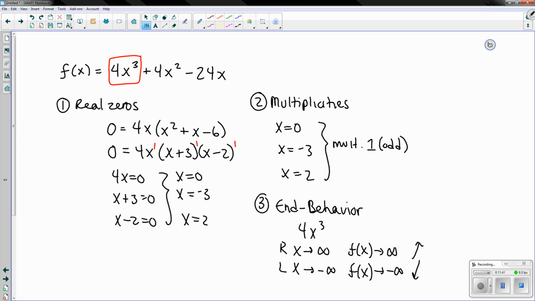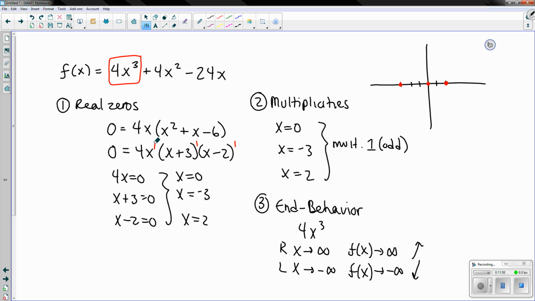So now we're ready to sketch. So we don't need much room. We're going to draw our xy coordinate plane. And the first thing I want you to do is plot the zeros. And we're going to mark off those zeros. I'll mark them off with red. So we have one at negative 3, 0, and 2.